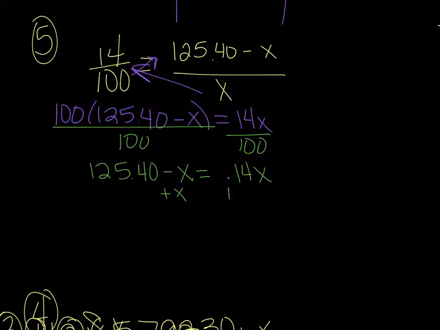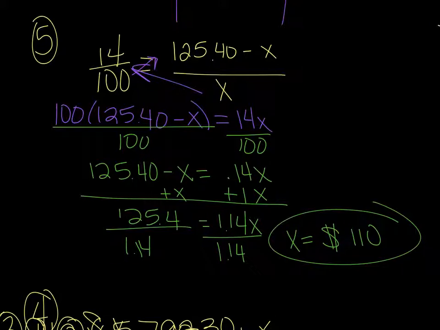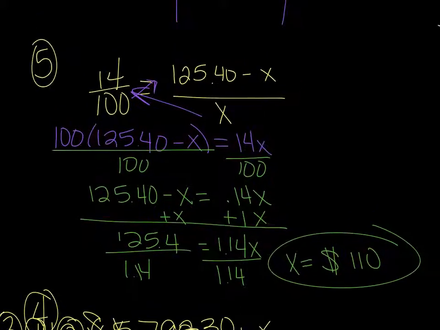Okay, add X. Now here's the thing: when we combine like terms, we're really adding the coefficients, right? So I'm going to take 0.14 plus 1. 1 plus 0.14 is what? 1.14X. It looks a little different, but we know how to solve those anyway. Then divide both sides by 1.14, and it should give us an original price of $110. Does that make sense? So it's kind of the same thing, kind of different.